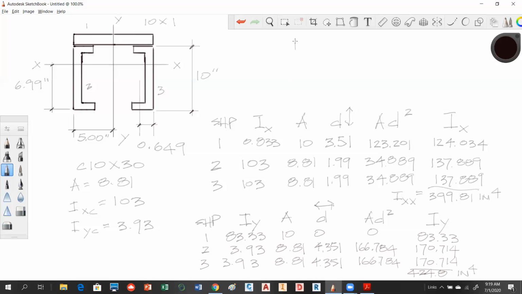So what you have, IXX is 399.81 inches to the 4th. The IYY direction, 424.8 inches to the 4th. So what this tells us, if we loaded it this direction or this direction, it's a little bit stiffer than it would be this way. So essentially they're pretty much about the same, but you do get a little bit of a difference. So that would be the process on that.